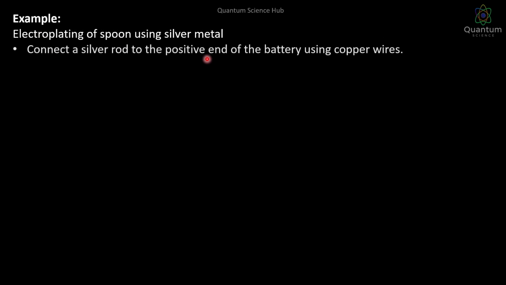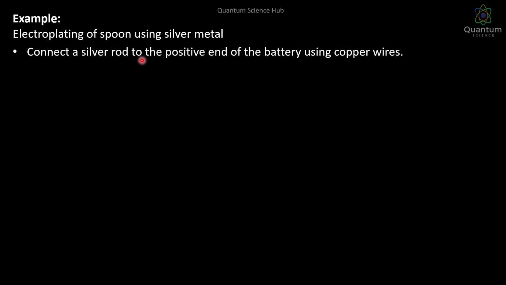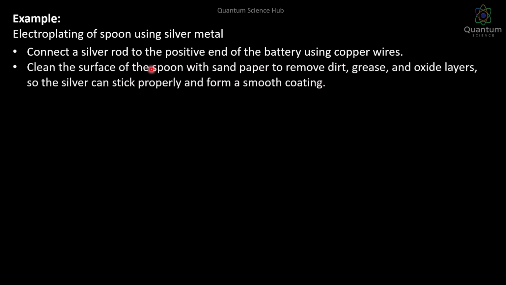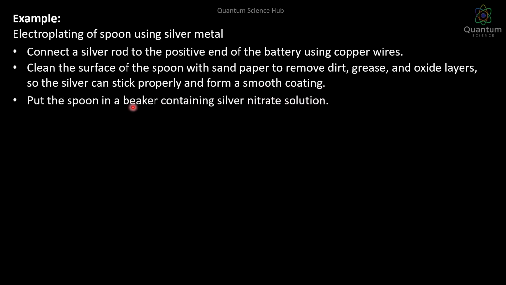So first of all, we connect a silver rod to the positive end of the battery by using copper wires. Next, clean the surface of the spoon with sandpaper to remove dirt, grease, and oxide layers so the silver can stick properly and form a smooth coating. And after that, we put the spoon in a beaker containing silver nitrate solution, because I want to cover the spoon by using silver metal, right?